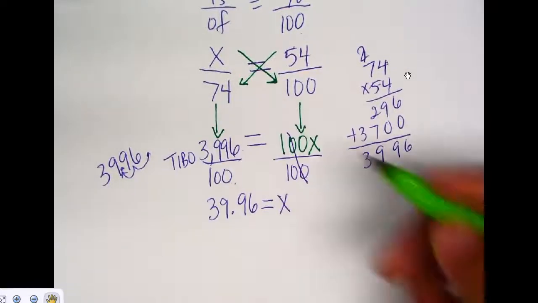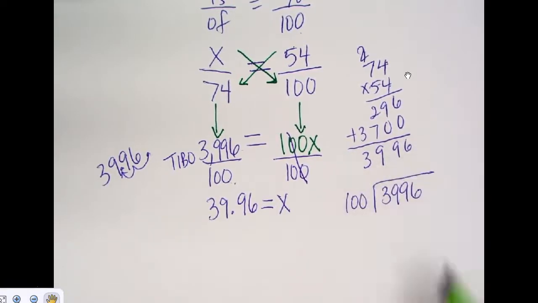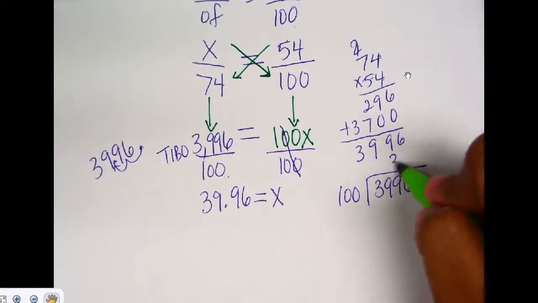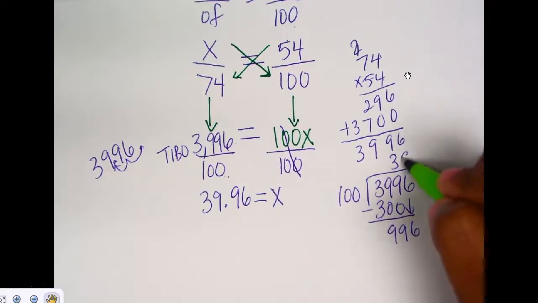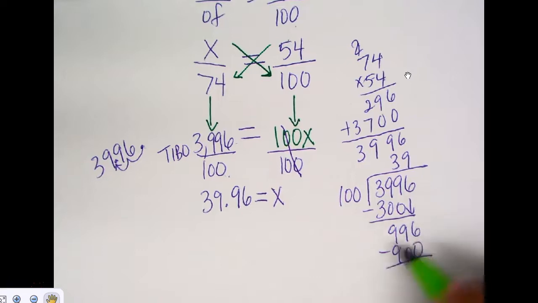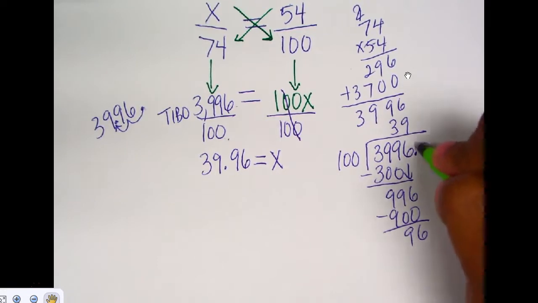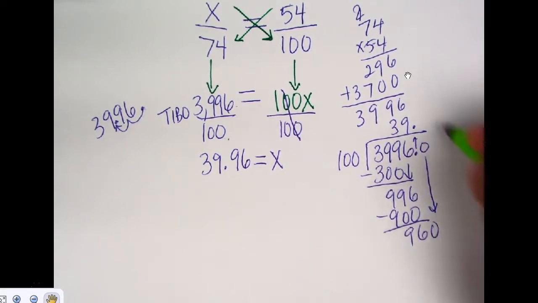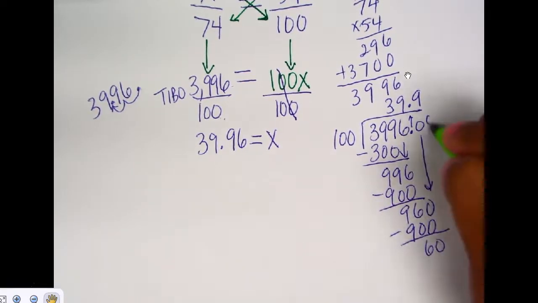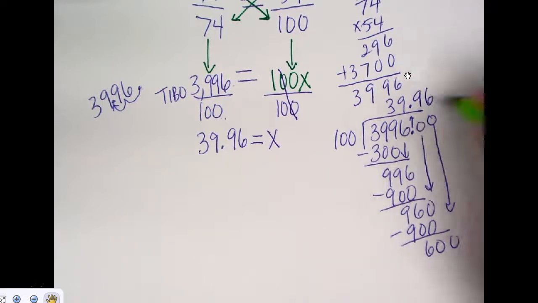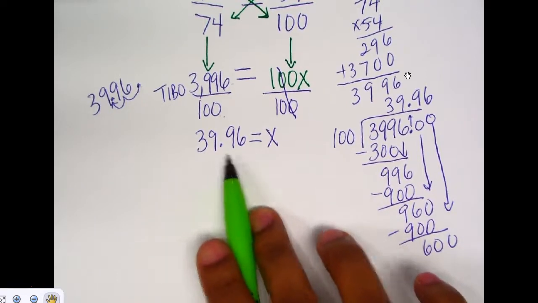Okay? Or you can do T-bow. Top and bottom out. So of course you're going to put the 3996 inside, put the 100 outside, and then of course you could do your division, and I'll just show that. 300, subtract for 99, bring this down, goes in there 9 times for 900, leaves you with 96. Okay, we would put a decimal, bring this up, bring that down. There's the other 9. For 900, we get 60. Bring another 0 down. 600. There it is. Same thing. All right. So just to be clear, your x is 39.96.